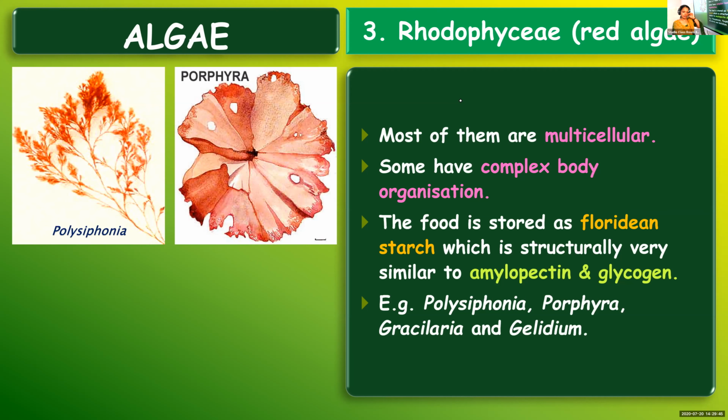Somebody can tell me the storage form of food in brown algae. Complex carbohydrates, laminarin and mannitol. Very good. Laminarin and mannitol.